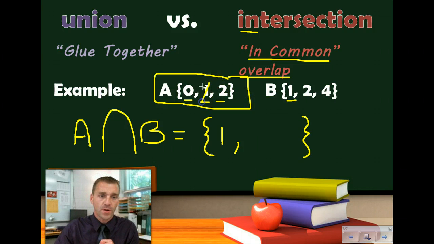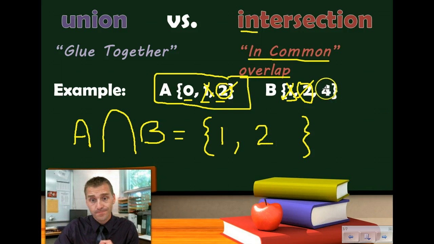So 1's taken care of. And now they have 2 in common. Beautiful. So I'll take that and put it in my intersection set. And 4, this doesn't have a 4. So my intersection set of A and B, these two numerical sets, is simply 1 and 2. That's it. Nothing more to it.